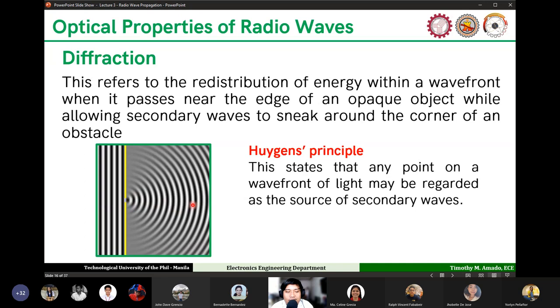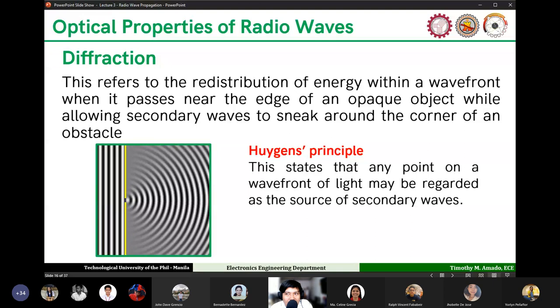Okay guys? So even if we block the other parts of our signal, the part that got diffracted will serve as a source of a secondary wave. And that is Huygens principle. And that idea or that property of radio wave is very important, especially in wireless communication.